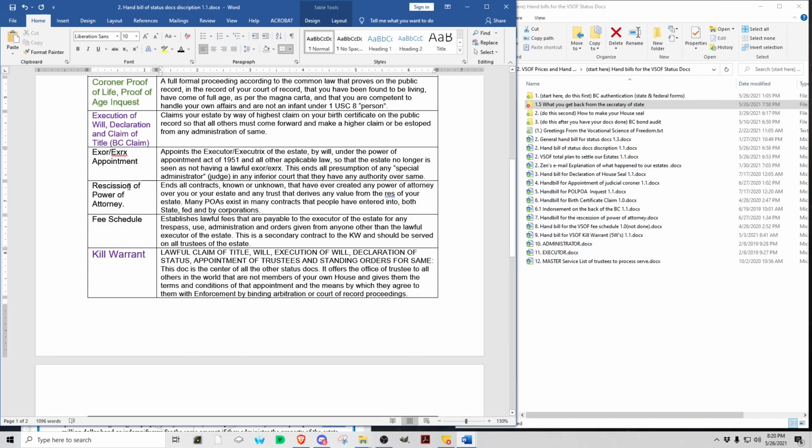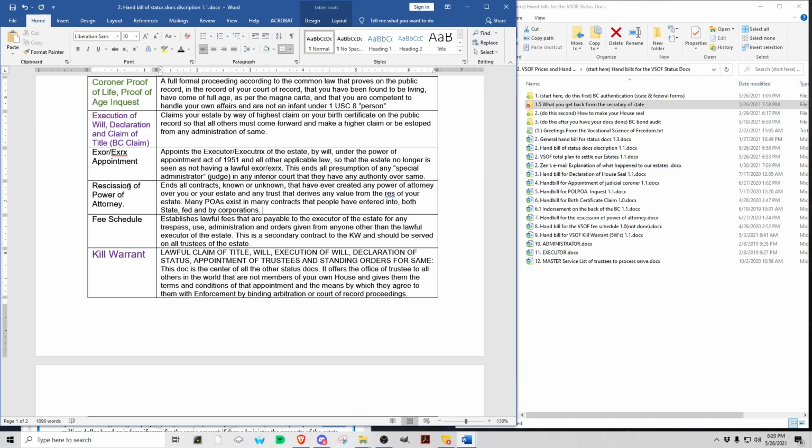All right, next one, rescission of power of attorney. This ends all contracts, known or unknown, that have ever been created by any power of attorney over you or your estate, and any trust that derives any value from the res of your estate. And a res, an RES, is a thing. Any constructive trust that they've ever created. I don't give a damn if it's a Social Security trust.